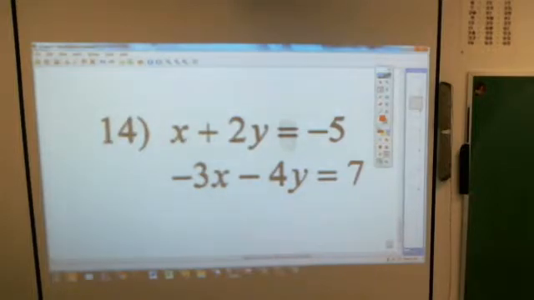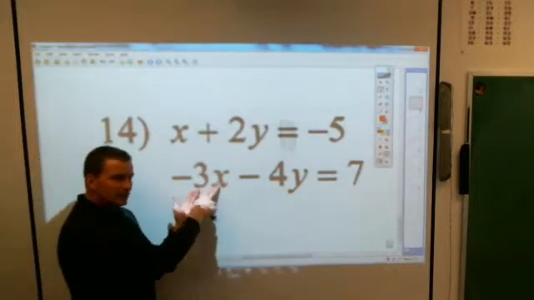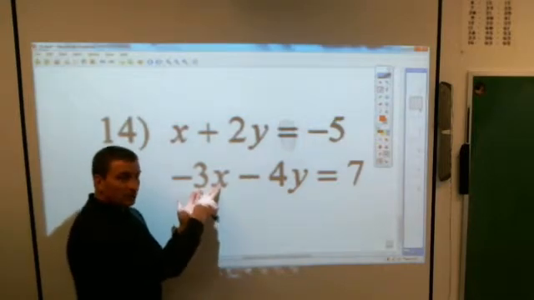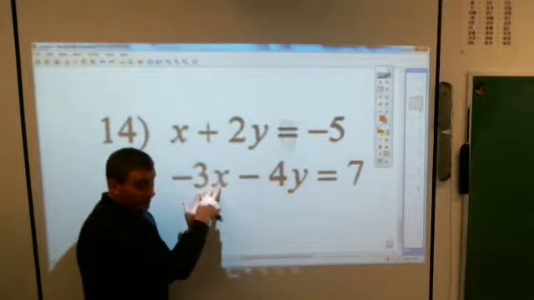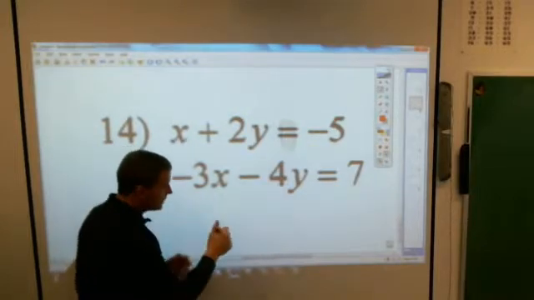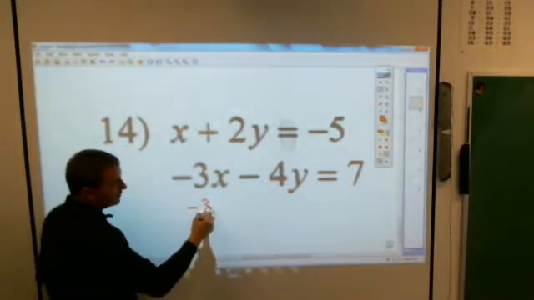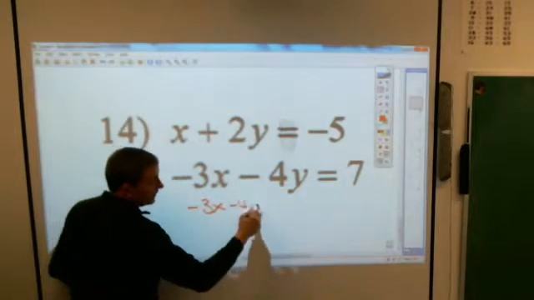Now here, maybe I should do it the hard way so you can see the hard way and say, no, there's the easy way. I am just going to randomly pick this one. I'm going to try to solve this for x. In order for me to use substitution, I need to know what x equals. Watch how difficult this would be. So here it is. I'm going to rewrite it. Negative 3x minus 4y equals 7.